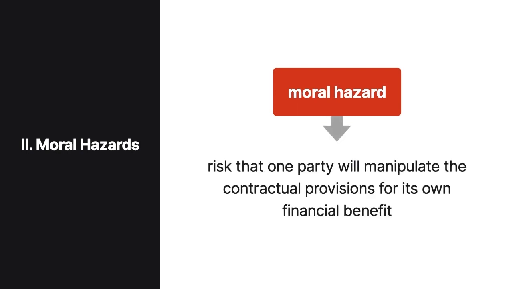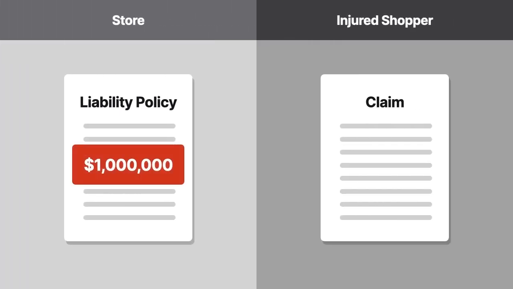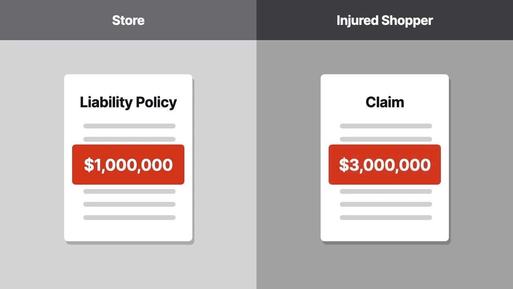Another fundamental insurance issue is guarding against the moral hazard of one party to the insurance contract manipulating the contractual provisions for the party's own financial benefit. For instance, imagine a store had a $1 million liability policy. An injured shopper had a strong $3 million claim but offered to settle for the store's policy limits.